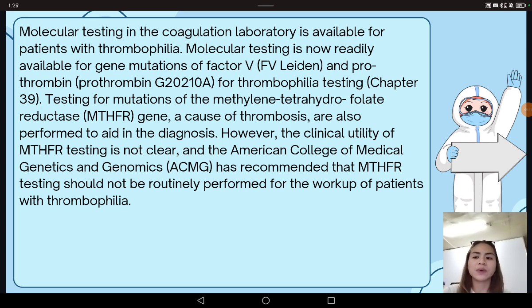Molecular testing is now readily available for gene mutations of factor V and prothrombin for thrombophilia testing. Testing for mutations of the methylene tetrahydrofolate reductase gene, a cause of thrombosis, is also performed to aid in the diagnosis. However, the clinical utility of methylene tetrahydrofolate reductase testing is not clear, and the American College of Medical Genetics and Genomics has recommended that methylene tetrahydrofolate reductase testing should not be routinely performed for the workup of patients with thrombophilia.